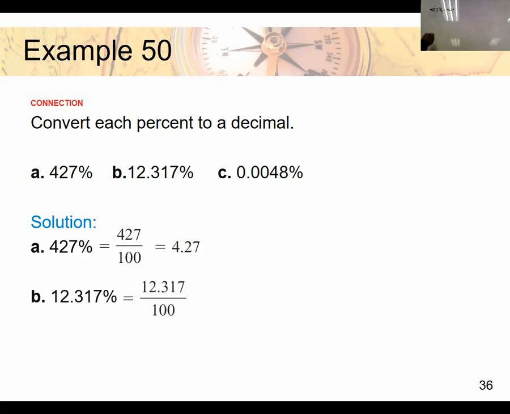And then for part B, we got 12.317%. All right, for that, we go ahead and drop the percent sign, move this decimal point. Well, here are the decimal points right here. So that means when we move the 2 to the left, it'll be in front of the 1. So in this case here, this will be 0.12317.